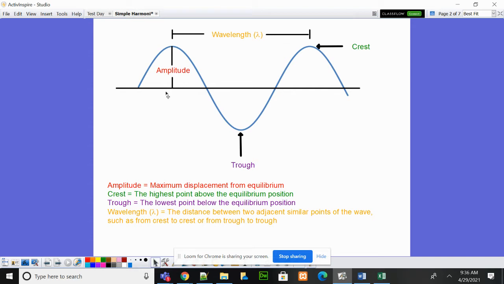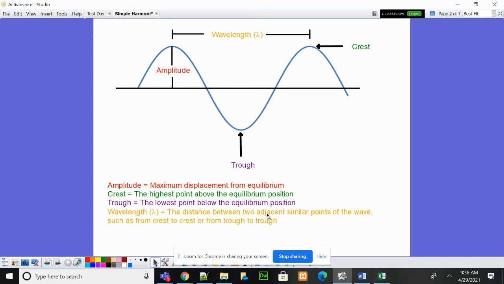Then we have crests and troughs. So basically your amplitude goes from your equilibrium to the top of your crest, or you can go to the bottom of the trough and just take your absolute value. Okay, you want to find the amplitude. So again, crest is the highest point, trough is the lowest point from the equilibrium position.